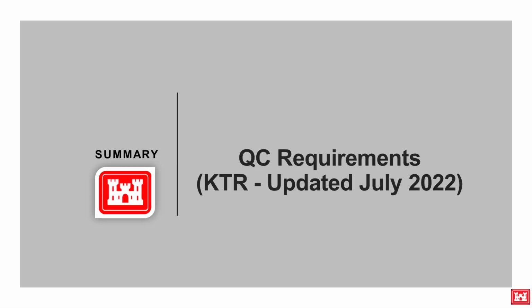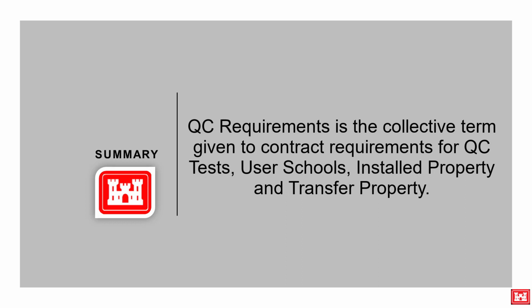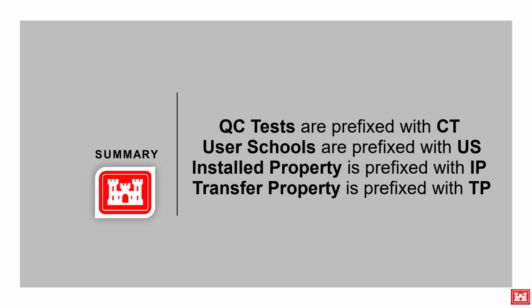In summary, we discussed the QC requirements and demonstrated how to add them in RMS. As a reminder, QC requirements is the collective term given to contract requirements for QC tests, user schools, installed property, and transfer property. QC tests are prefixed with CT, user schools are prefixed with US, installed property is prefixed with IP, and lastly, transfer property is prefixed with TP.